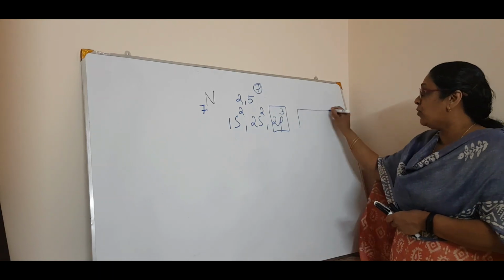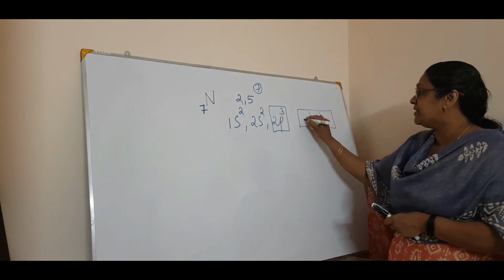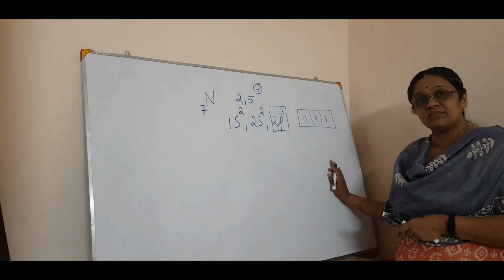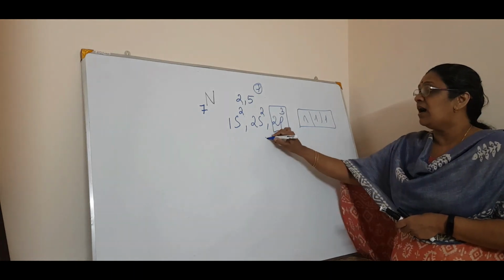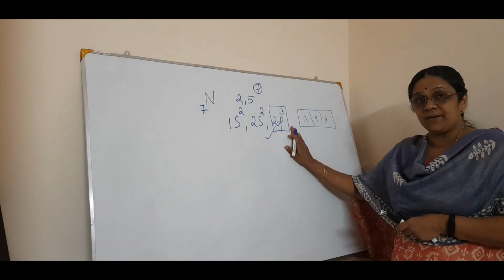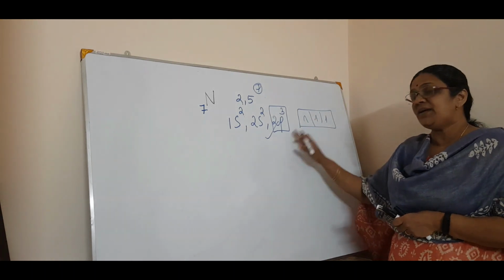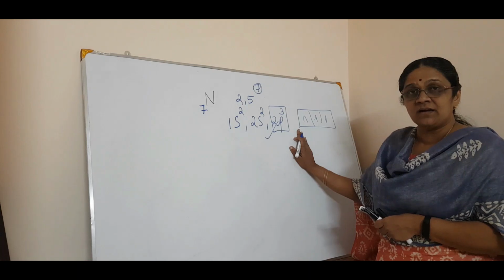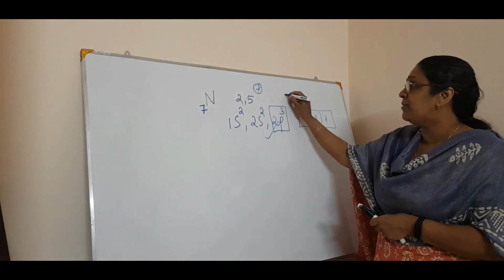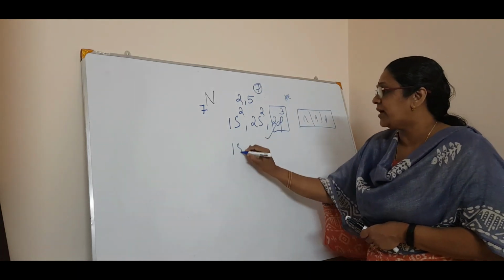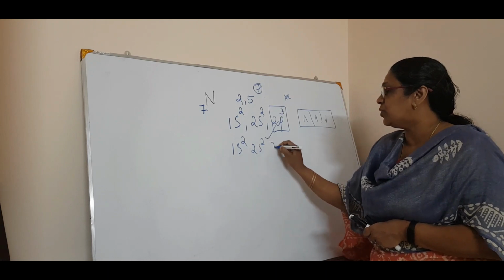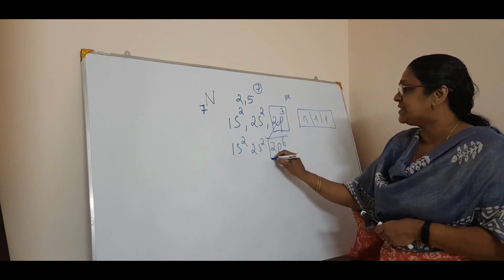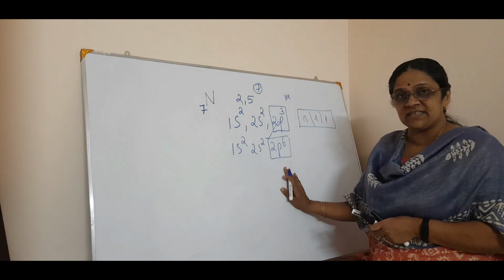Because if you draw it, you can have like this 1, 2 and 3. So this is the half-filled stability for p. Full-filled stability means the noble gas element, that is ns2 np6. That means helium, neon. Neon is 1s2, 2s2, 2p6. So 2p6 is the full-filled stability.